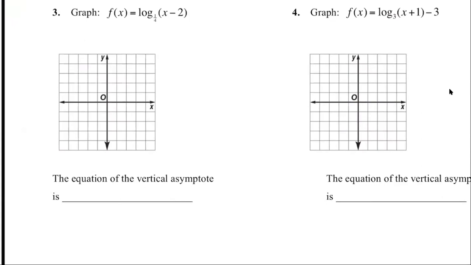What do you think the vertical asymptote is? Give me the equation of the vertical asymptote. Good, good. All right, I'm getting 2 possible answers right now. My 2 possible different answers are x is equal to 2 and x is equal to -2.